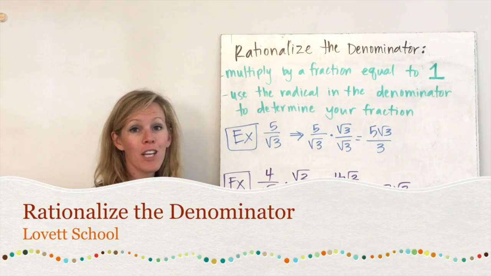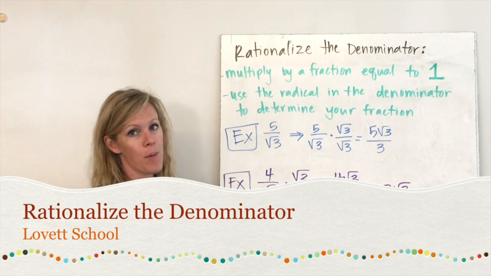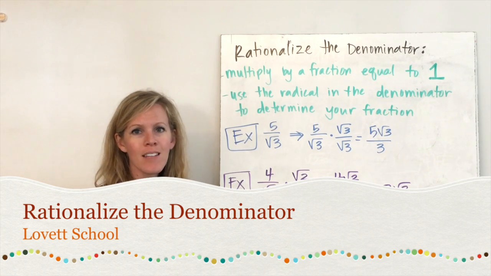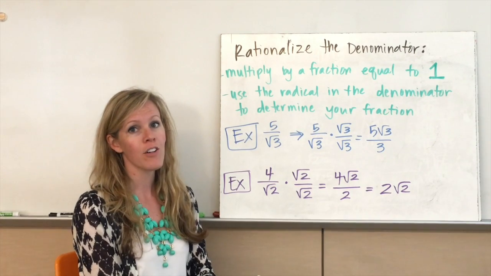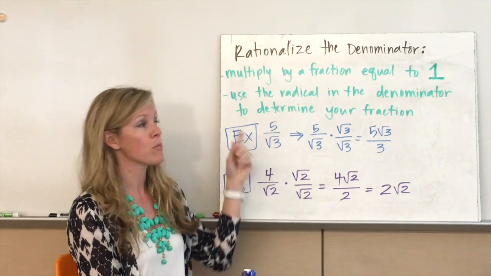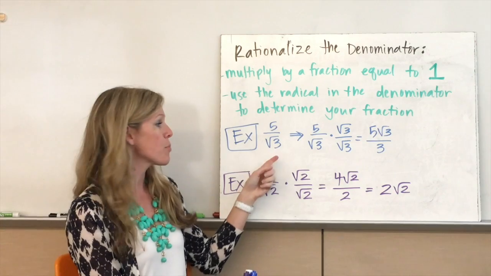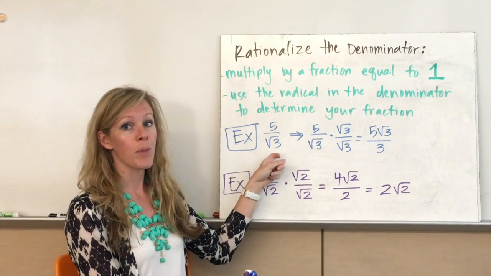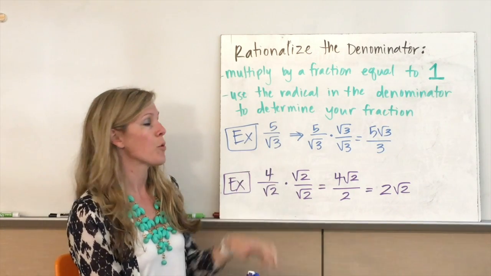Hello! Today we are talking about rationalizing the denominator. What does that mean? Basically, we want to get the radical out of the denominator. If we see a radical in a denominator, we don't want it there. So rationalizing the denominator is the process of moving that radical basically from the denominator to the numerator.